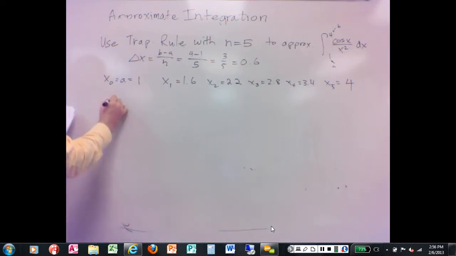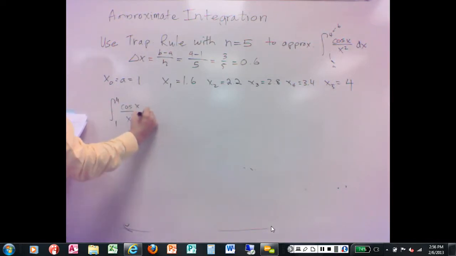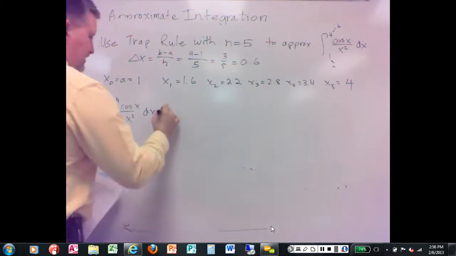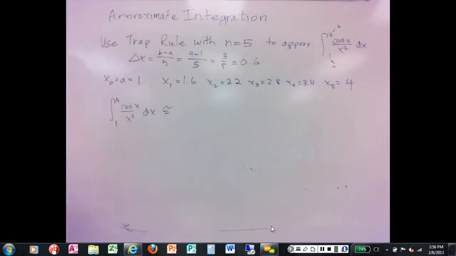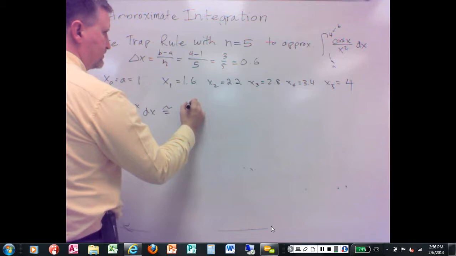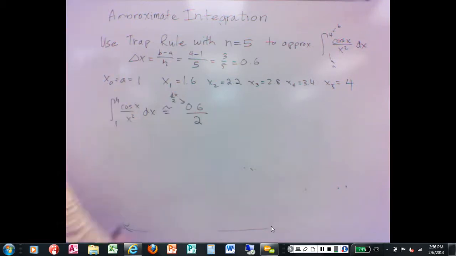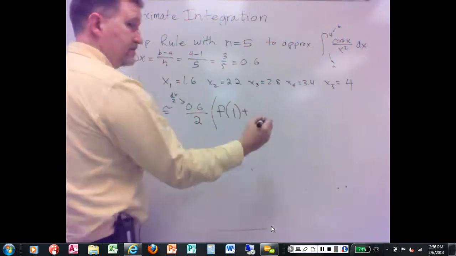So here it is. By trapezoidal rule, the integral from 1 to 4 of cosine of x over x squared, which, by the way, you can't evaluate directly, even with all of our little tricks. Not going to be able to evaluate it. But by trapezoidal rule, we can say that is approximately equal to delta x over 2. So that would be 0.6 divided by 2, that would be 0.3, times f of x sub 0, 1, plus, what's next?